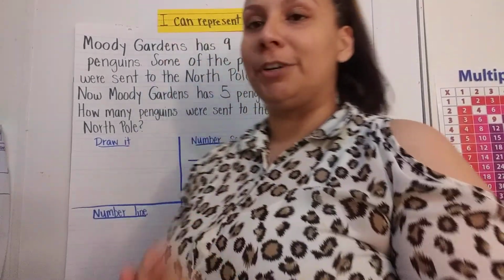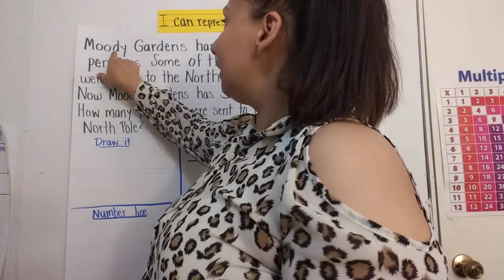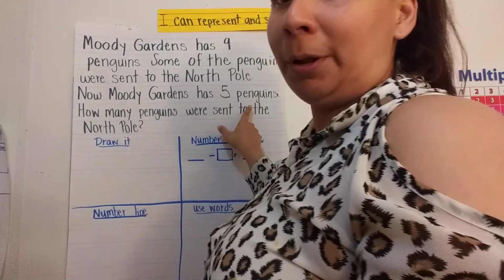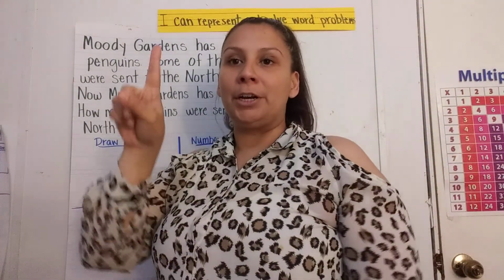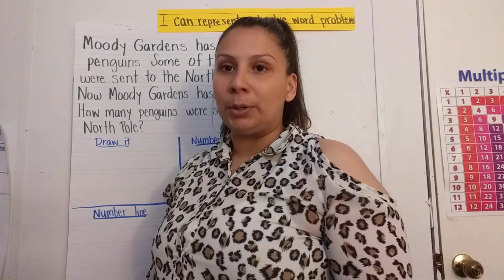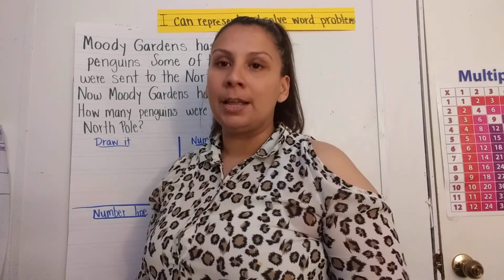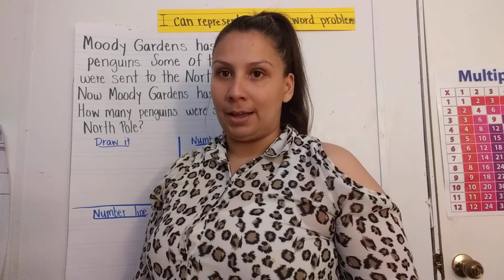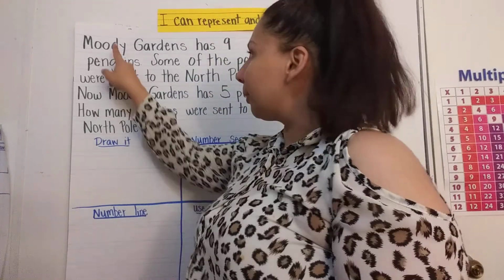Okay, let's start. The first thing we're going to do is read the word problem, word by word, putting our finger on each word, reading slowly, circling our numbers, and underlining what the question is asking us. So read with me.